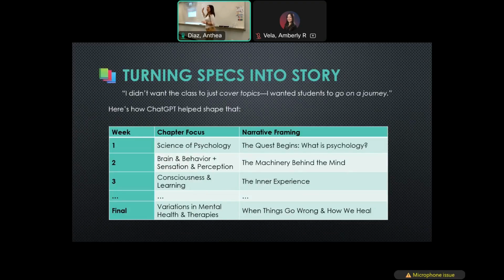Anybody familiar with the inclusive syllabus? Yes. Okay. So I threw in some terminology from that, and I said, help me with the 6 principles, help me redefine or redo my syllabus.